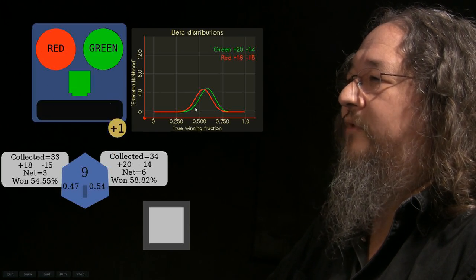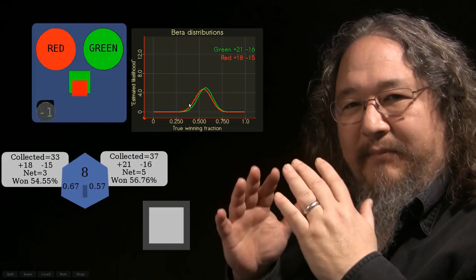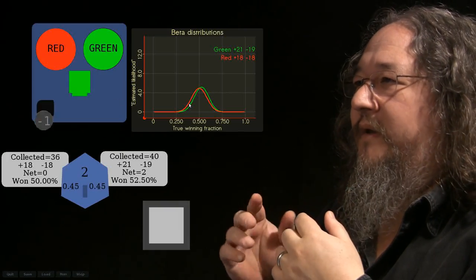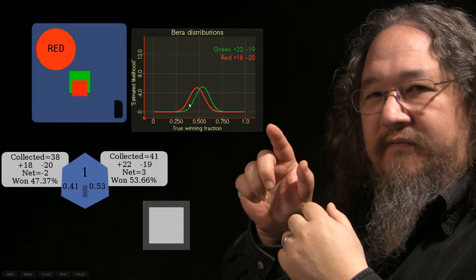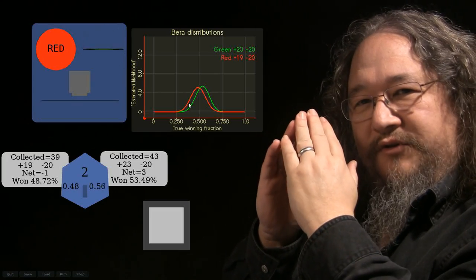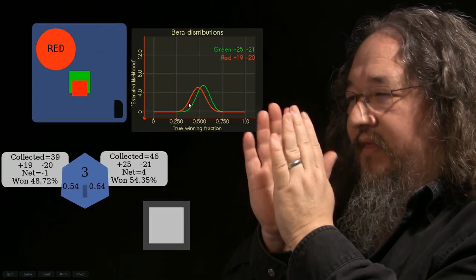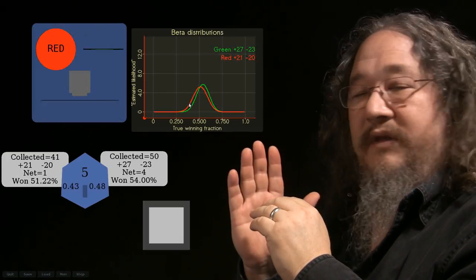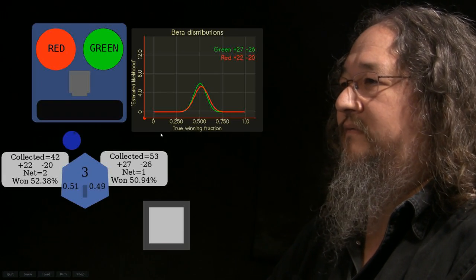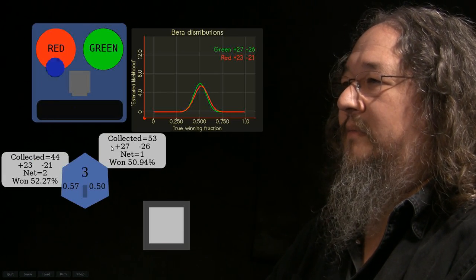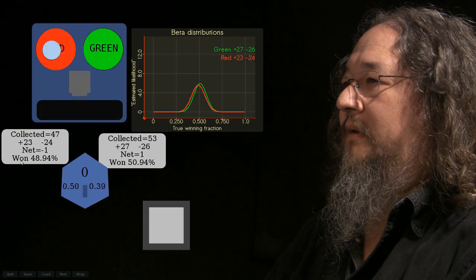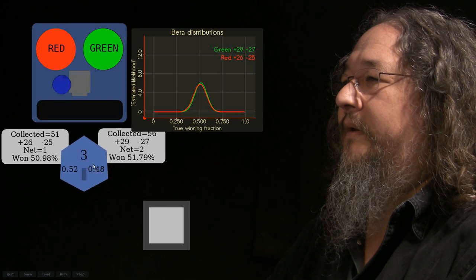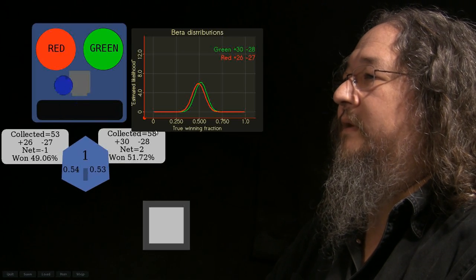At the moment, the red and green curves are overlapping quite a bit, which means it's going to pick one, pick the other, and so on. But as we get more data for these things, the distributions start to get narrower, and if they overlap less, then it's going to pick one over the other. Can we make this go a little faster? There we go. Something like that.